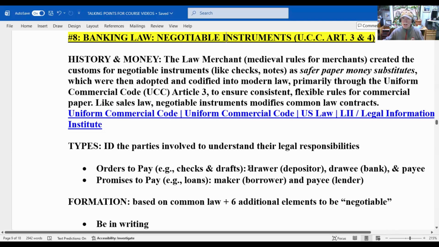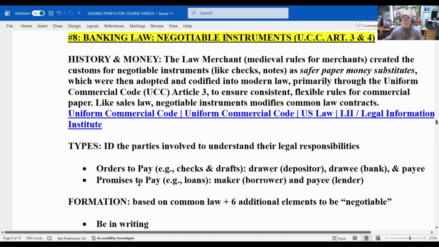So the two basic types of negotiable instruments are orders to pay, where you are the drawer, the one who deposited the money. The drawee is the financial institution, the bank, and who you designate on the check is called the payee. It's important to identify who's who, because they have different obligations and liabilities.